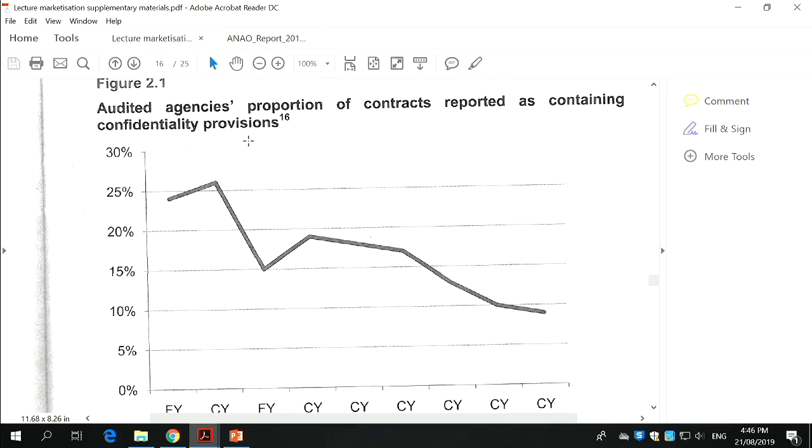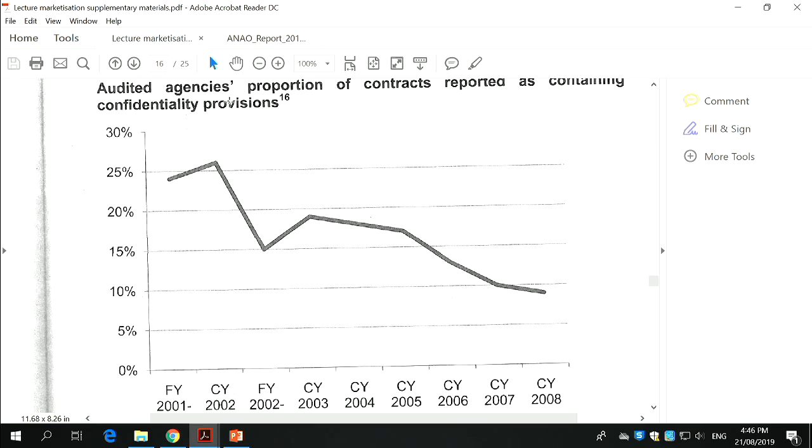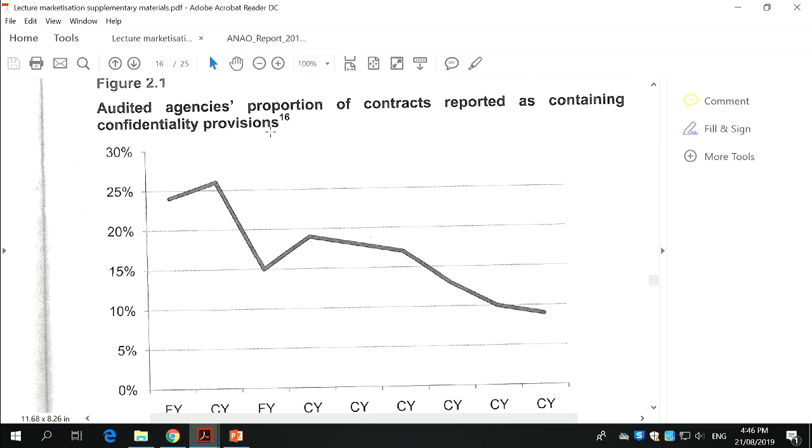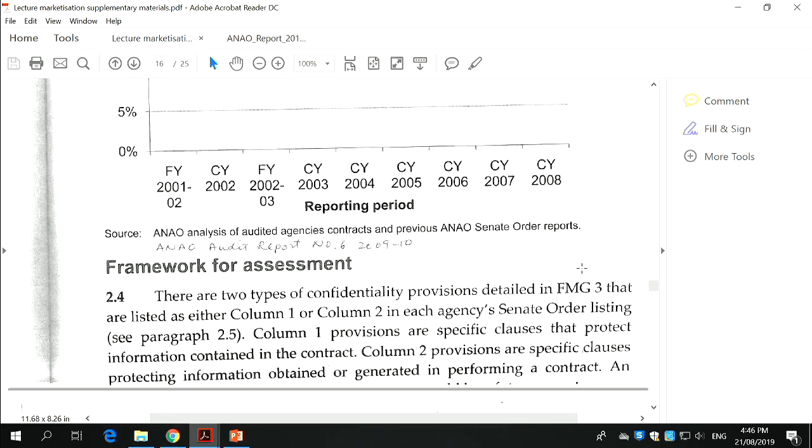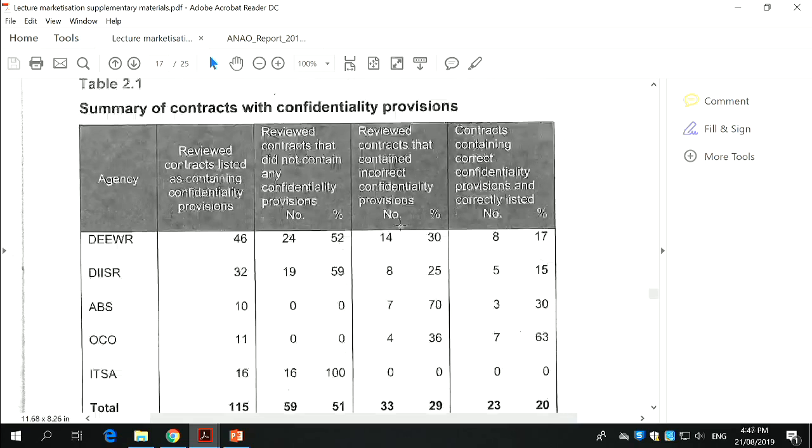It looked at the agencies' proportions of contracts reported as containing confidentiality provisions. Okay, so there seems to be a decline in the use of confidentiality provisions over time. And in this one, you look at the summaries of the contracts with confidentiality provisions. Now let's look at the last column here. Can you see that? Contracts containing correct confidentiality provisions and correctly listed on the website.